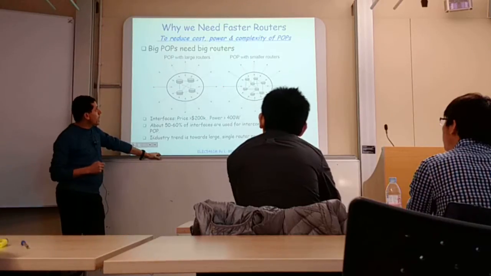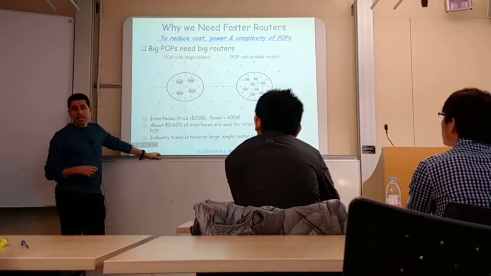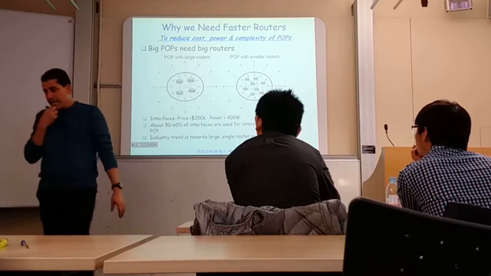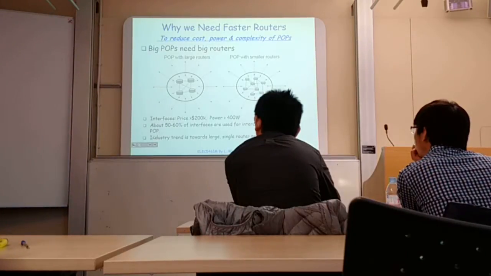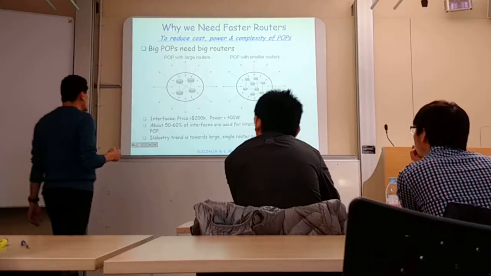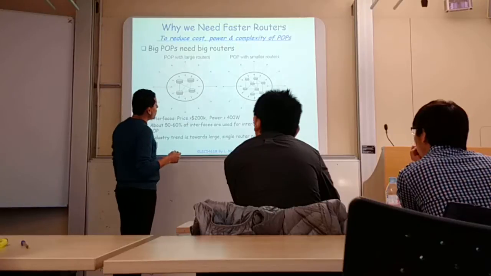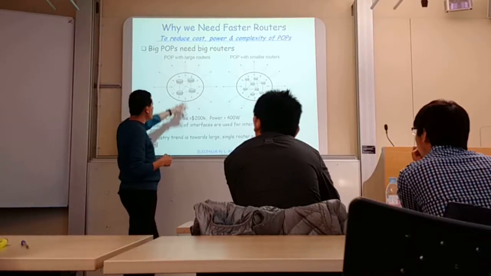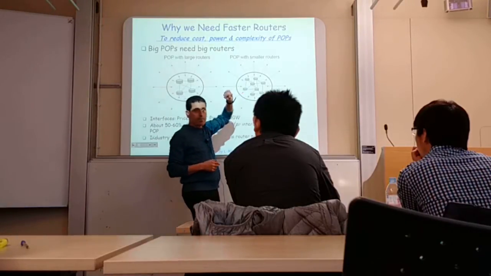Now, what else? This here is just trying to explain why we need faster routers and bigger routers. So if we have faster routers or bigger ones, we would reduce the cost, power, and complexity of point of presence. This is an example of a point of presence, okay?